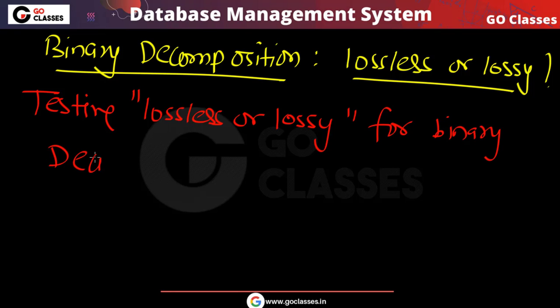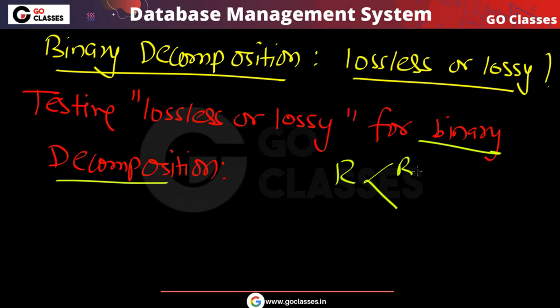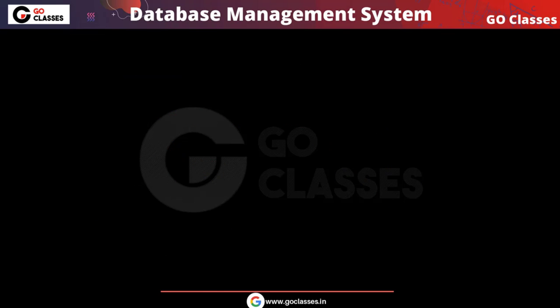If you have binary decomposition, how can you check whether your decomposition is lossless or lossy? Whenever you do any binary decomposition, you are dividing a relation R into two sub relations R1 and R2, such that attributes are preserved, because attributes must always be preserved. Now when you do this binary decomposition, then this binary decomposition will be lossy.